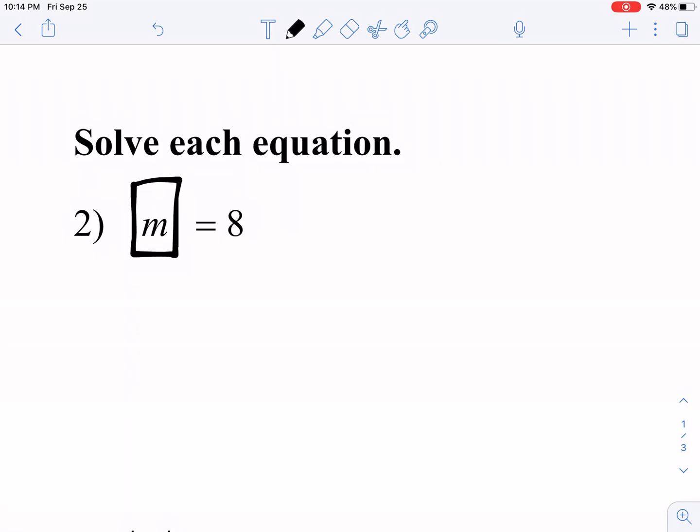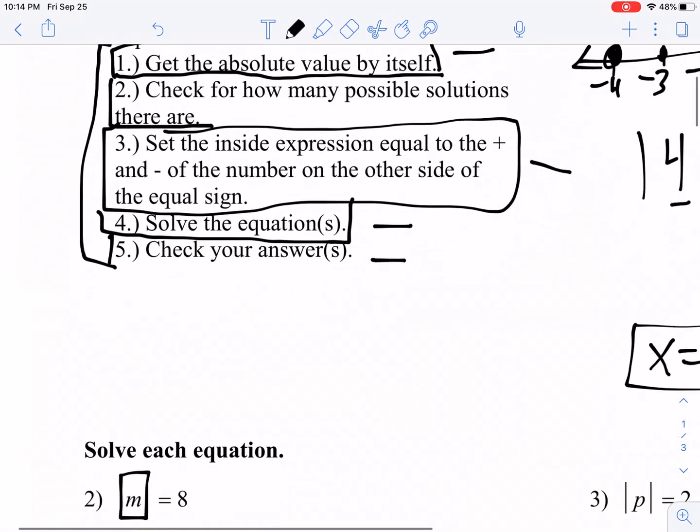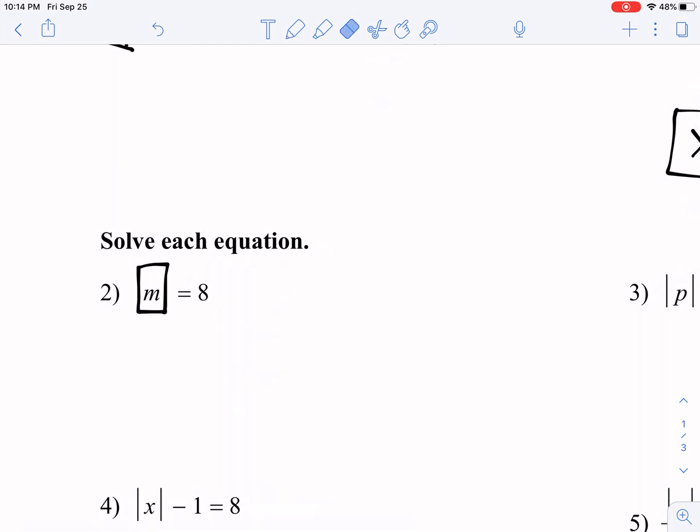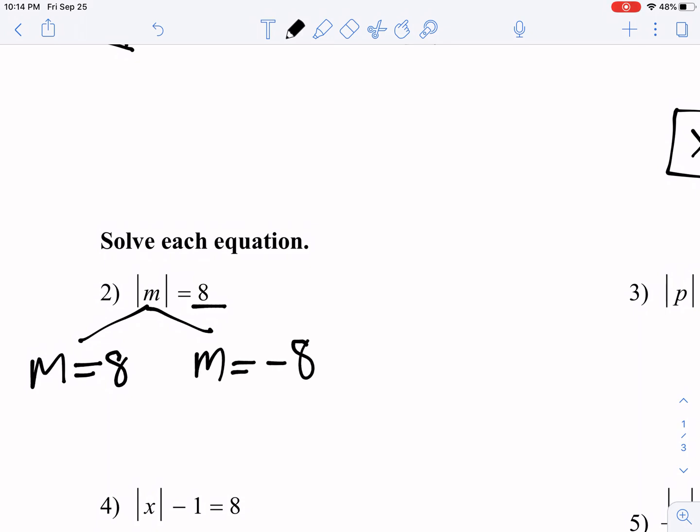Step number 2, again, we're just skipping for now until it makes more sense later. Step number 3, what it says to do is set the inside expression. In this case, the inside expression between the 2 bars is m. We're going to set that inside expression m equal to this positive number, but we're also going to set it equal to the negative value. So we're going to set it to a positive 8 and a negative 8.